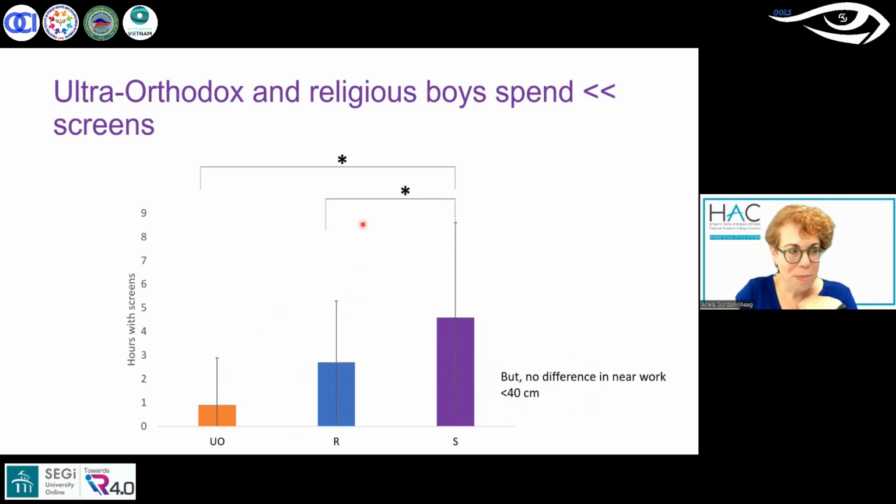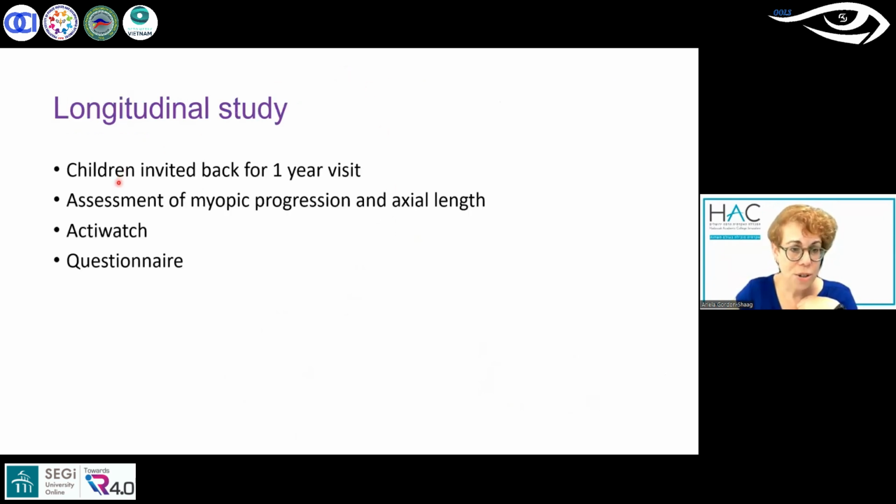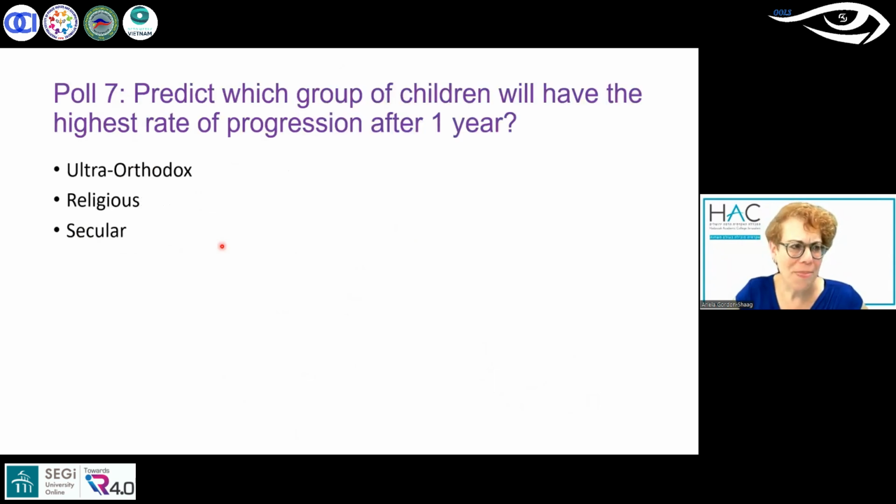So those are our preliminary results. It's a longitudinal study. The kids are being invited back for a 1-year visit as we speak. We're assessing their myopic progression and axial length progression. They get another ActiWatch and they get a questionnaire. Maybe the OOLS will invite me back next year and I can tell you about the longitudinal results. But I'm just curious, which group of kids will have the highest rate of progression after a year based on everything I've told you?